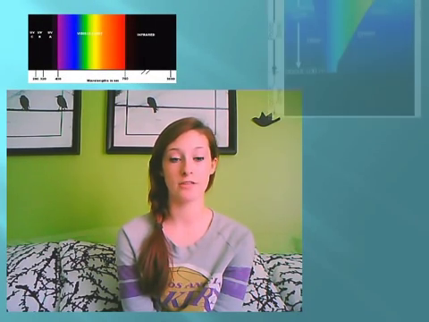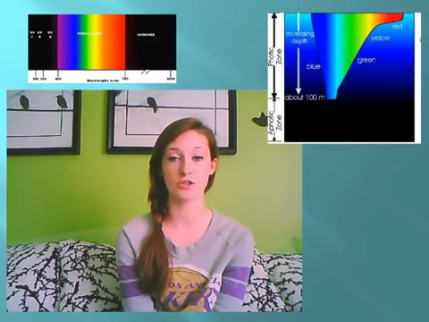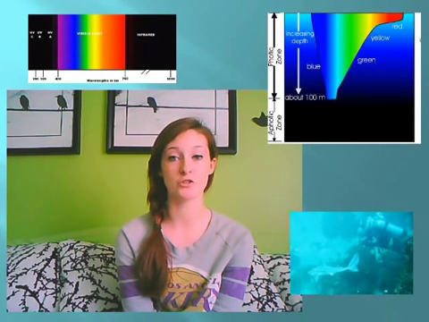Sunlight contains all colors of visible light. Blue light penetrates the farthest, and the other colors are absorbed, especially red. Below 30 meters, everything looks blue because blue is the only color that can penetrate the farthest.